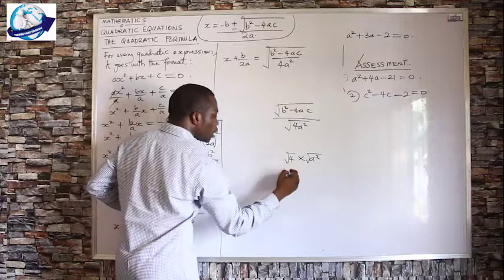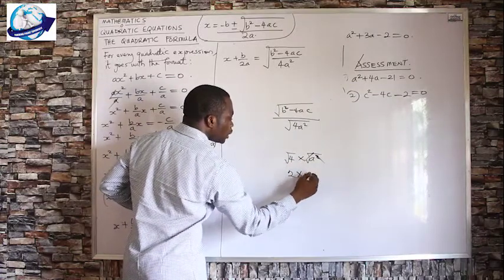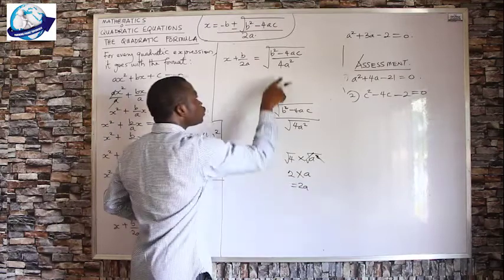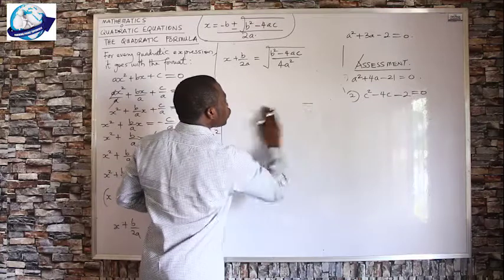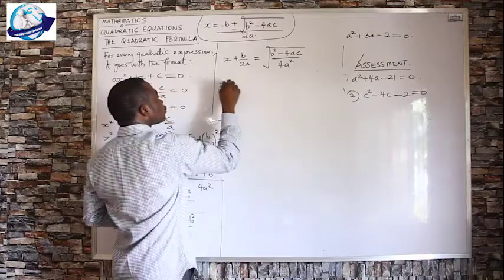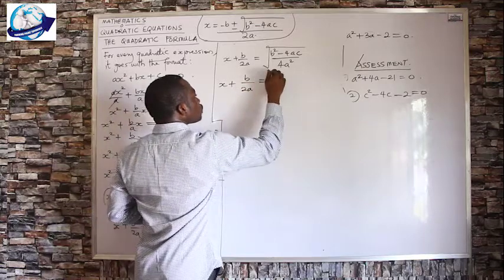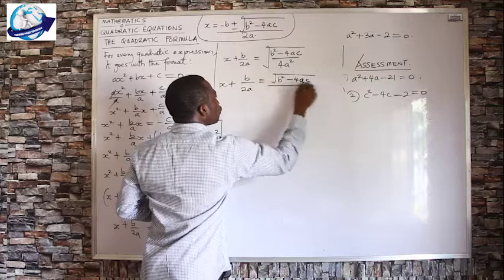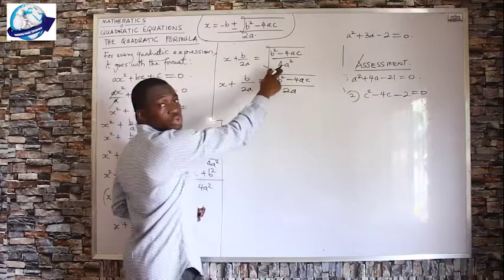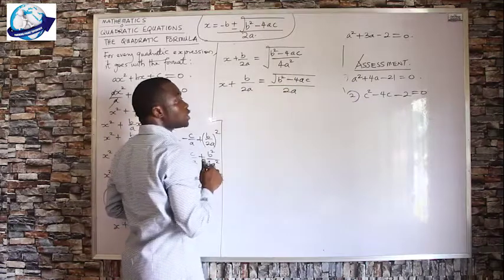Then this is what you have. The square root of this is 2 multiplied by, then this square cancels this square, you have a. So at the end of it, you have 2a. Means the denominator here is now 2a. So what we have now is this: x plus b over 2a equals the square root of b squared minus 4ac all over 2a. You know how I got the 2a? The square root of 4 is 2, and the square root of a squared gives you ordinary a.